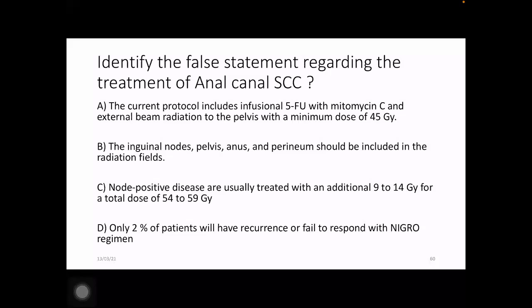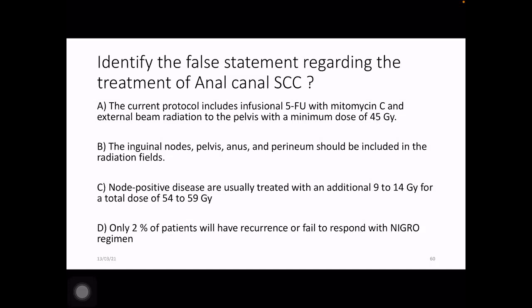This is basically the Nigro regimen. What Nigro initially said was to give a dose of 30 gray, but afterwards it was modified. We follow the modified Nigro regimen, in which we give a minimum dose of around 45 gray, not only to the anal canal cancer and the pelvis, but it also covers the regional lymph nodes. Most importantly, it should cover the inguinal lymph nodes. So that is a true statement.